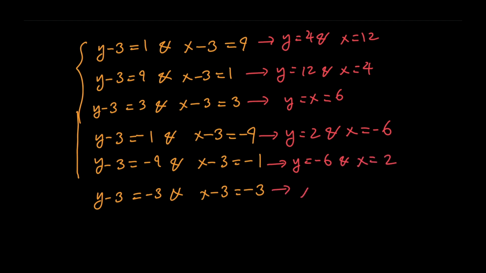And in the last one, we get x equals y equals 0, which is not valid because both x and y are in the denominator. Therefore, they cannot be equal to 0. And therefore, this is not a valid solution. So we have 1, 2, 3, 4, 5 pairs of solutions for x and y. And this brings us to the end of this video.